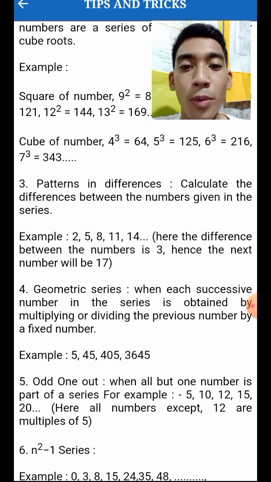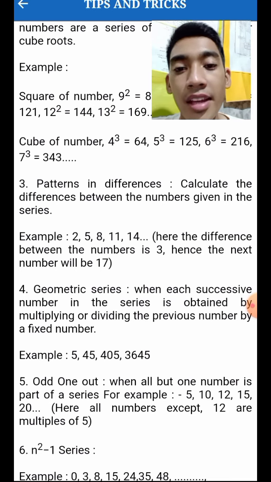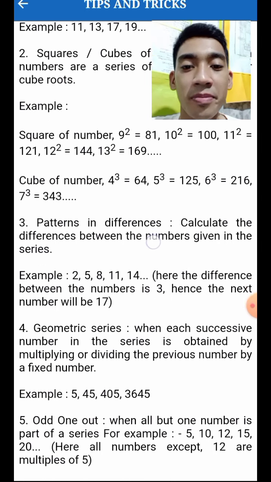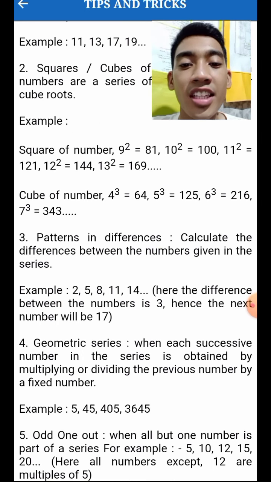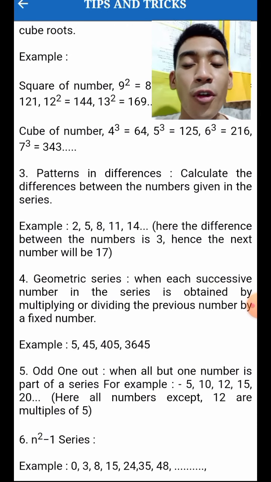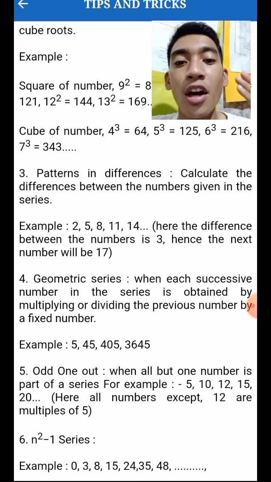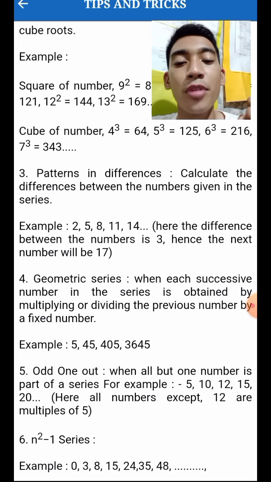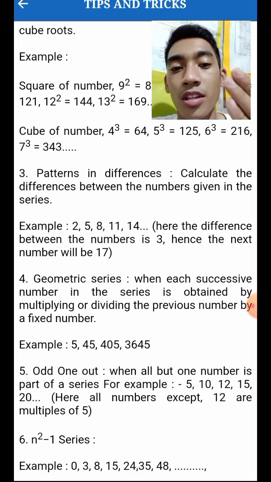How about cubes? The cube of a number means multiplying the base three times. Example, 4 raised to the power of 3. Your 4 is the base and your 3 is the exponent. The same here, wherein 9 is your base and 2 is the exponent. So 4 raised to the power of 3 means multiply 4 three times: 4 times 4 is 16, times 4 is 64. 5 raised to the power of 3: 5 times 5 equals 25, times 5 is 125.